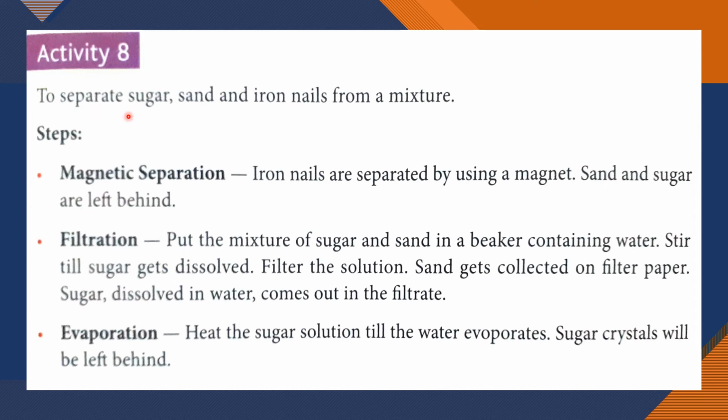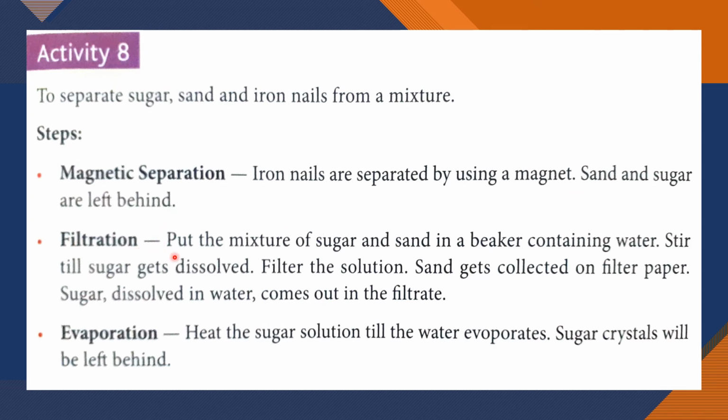Students, to separate sugar, sand, and iron nails from a mixture, we have to follow the following methods to separate these components from the mixture. First is magnetic separation, second is filtration, and third is evaporation. In magnetic separation, iron nails are separated by using a magnet. Sand and sugar are left behind.